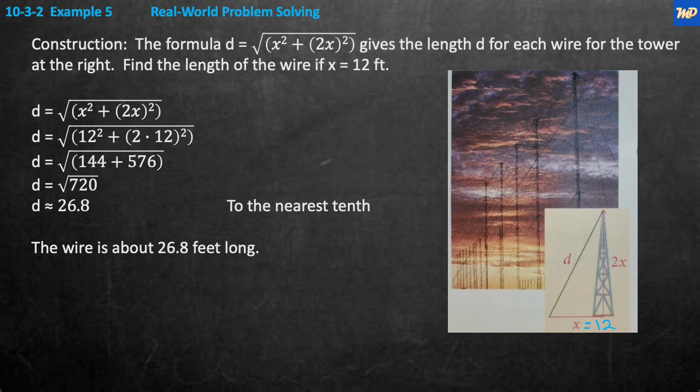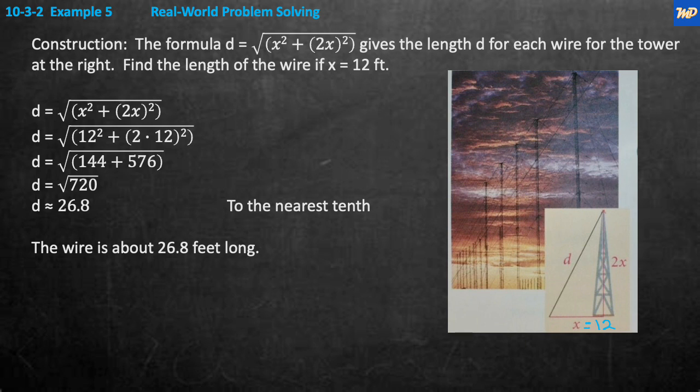Okay? So let's work the mathematics for it. So we know the formula. They gave it to us. d, for the length of the wire, is equal to the square root of x squared plus the quantity 2x squared. So filling in the values, we have d equals the square root of 12 squared plus 12 times 2 squared.